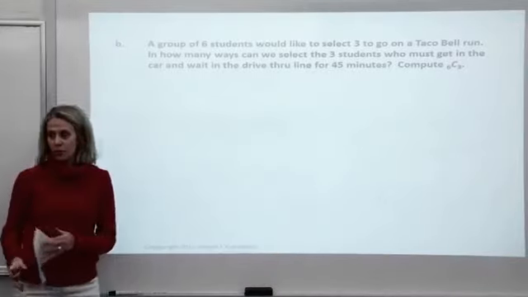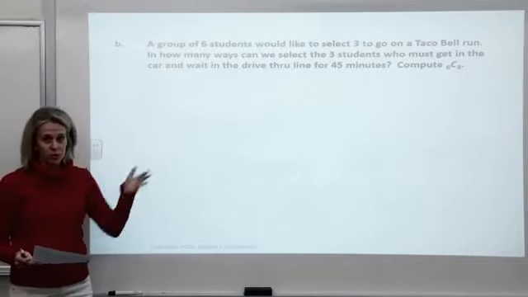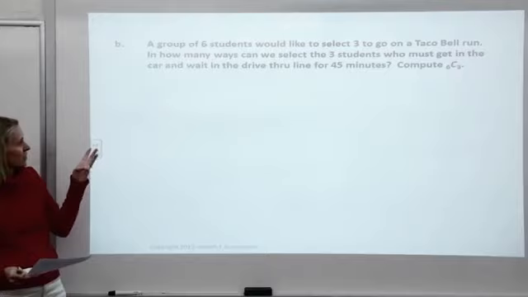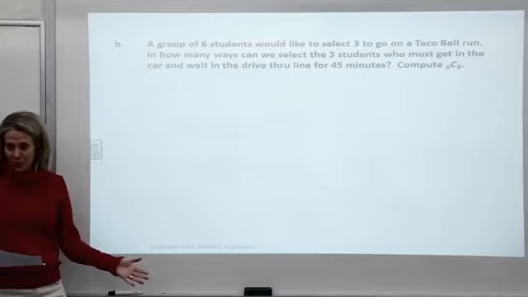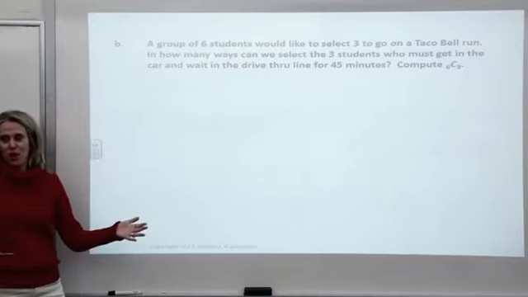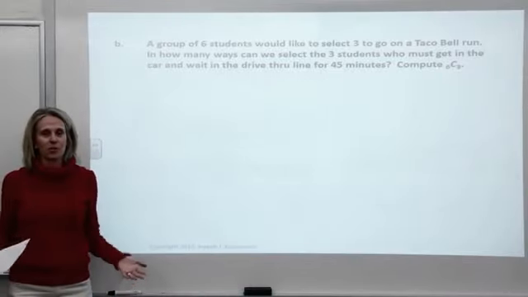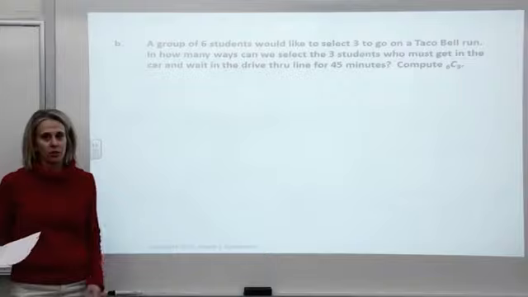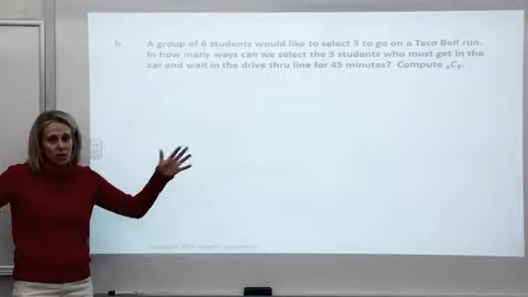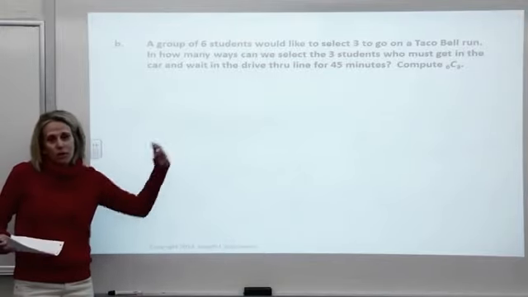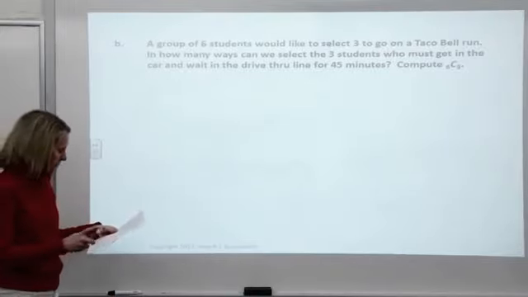All right, in this one, we have a group of 6 students and would like to select 3 of them to go to Taco Bell. So how many ways can we select those 3 lucky students that get to go to Taco Bell? They get to go in the car, and maybe they're not so lucky. Wait in the drive-through line for 45 minutes. All right, so we have 6 students. Essentially, we want to select 3 of them. How many different ways can we select 3 of them? We could get John and Joe and Kim would be one combination, or Kim and Joe and Alketa would be another one. How many different combinations of 3 out of 6 students are there?